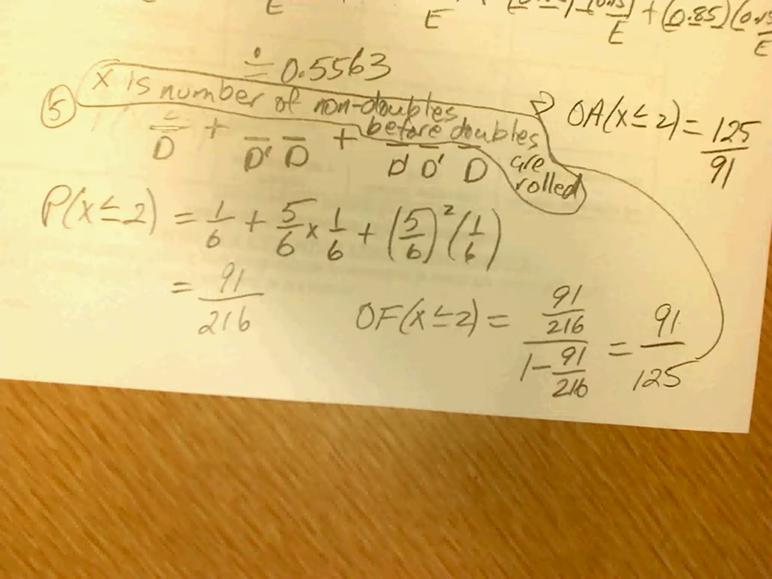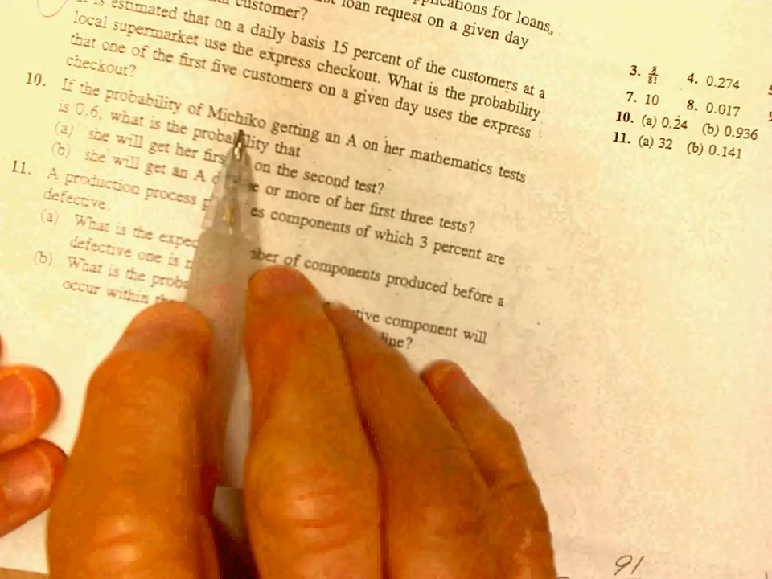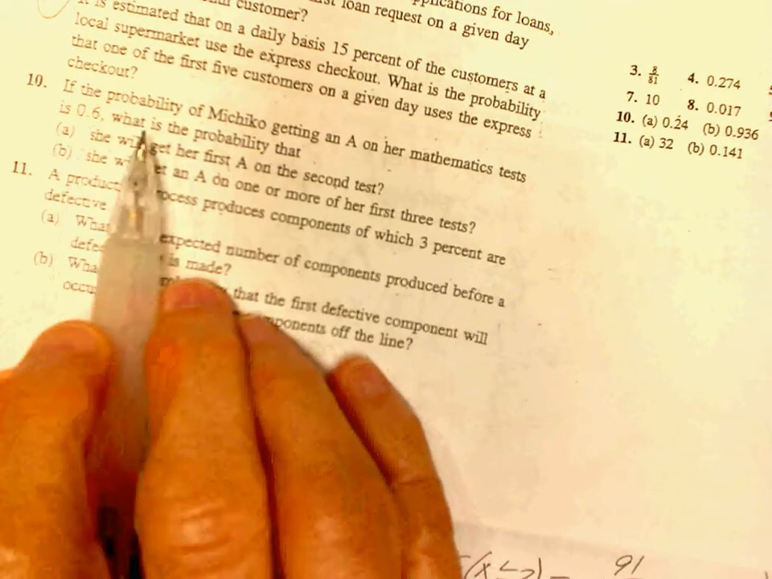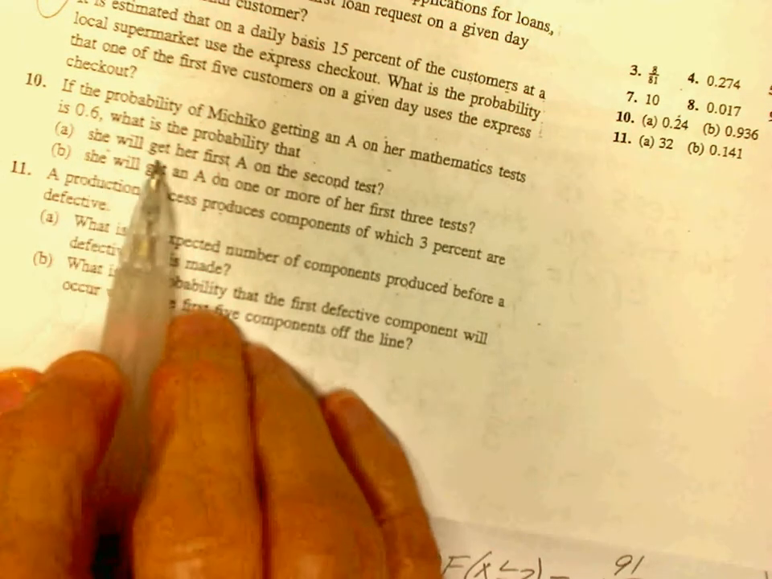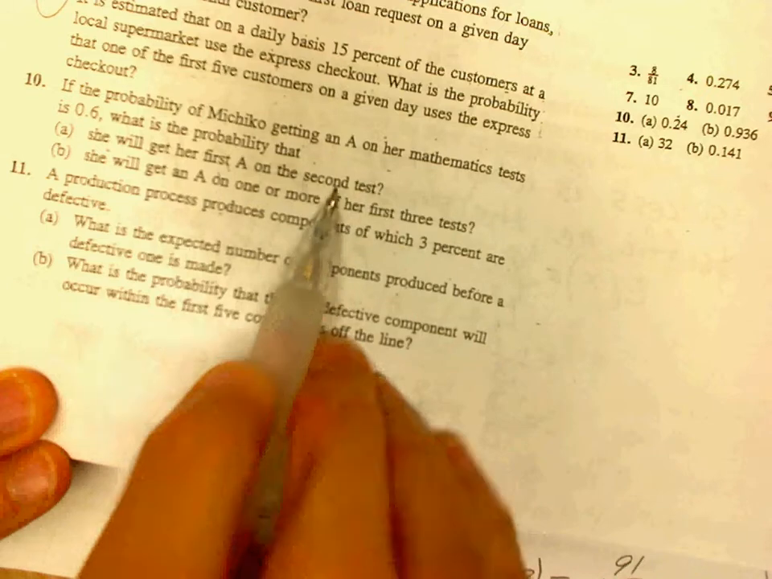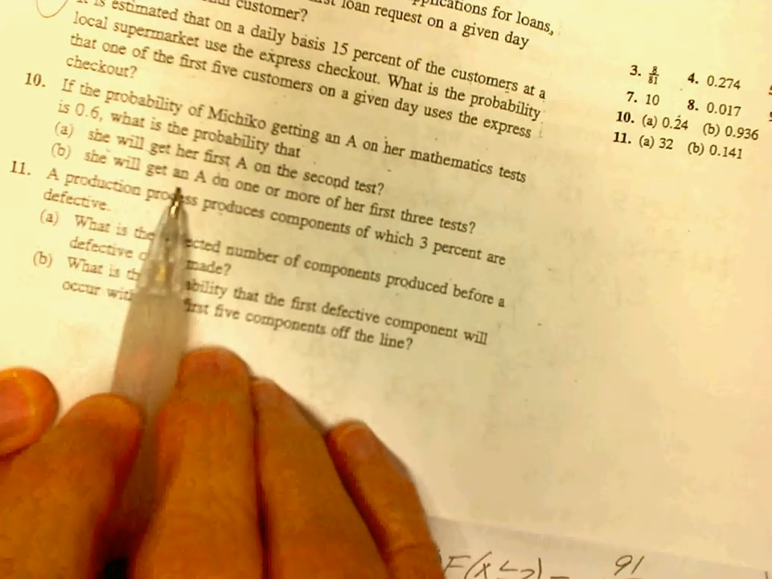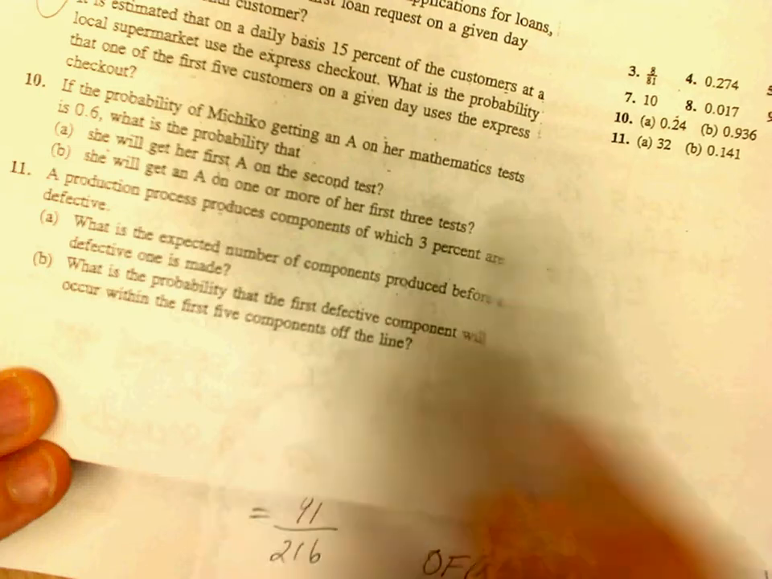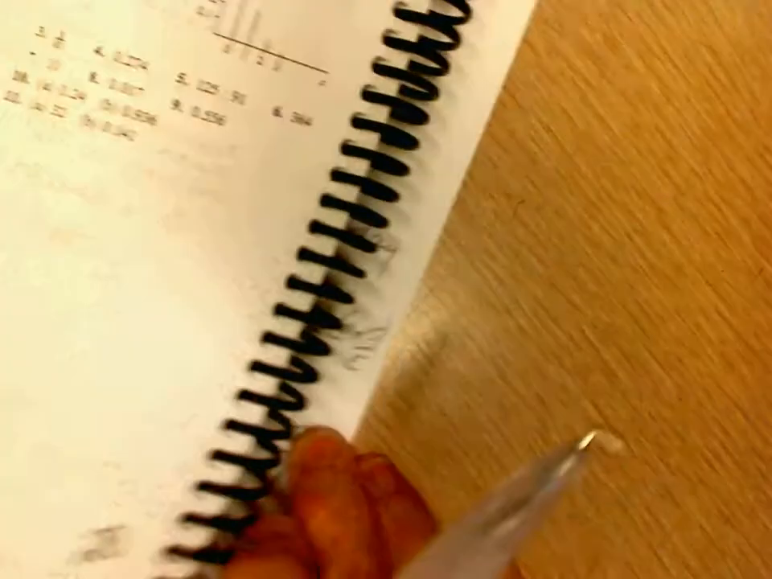Number 10. If the probability of Michiko getting an A in her math test is 0.6, what is the probability she will get her first A on the second test? She will get an A on one or more of the first 3 tests. So let's see, because that's kind of tricky.